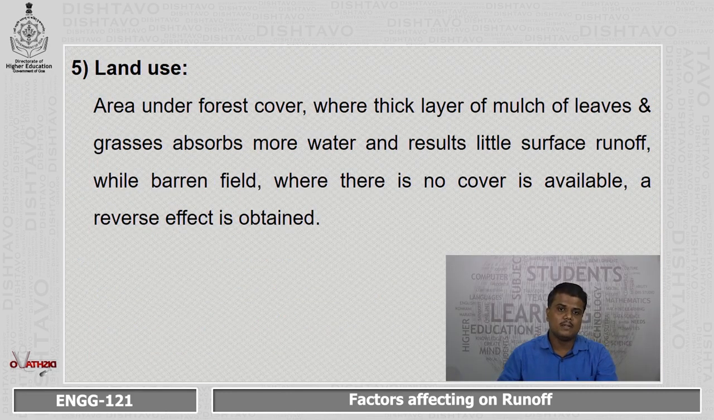Next is the land use. Area under forest cover, suppose there are vegetations, we are growing grasses like this, there the runoff will be less because there is a restriction to flow of the water over the ground surface. But if there is barren land where no cover is available, the reverse effect will be obtained.